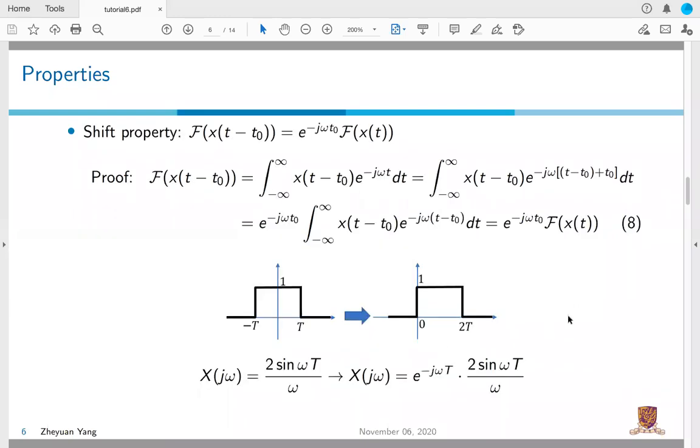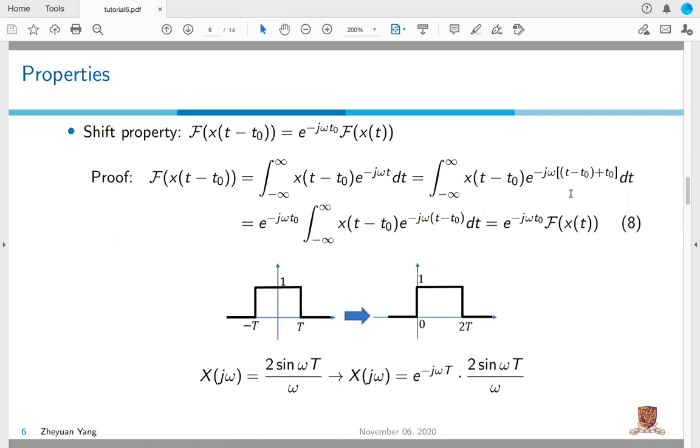The second property is the shift property. It says that the Fourier transform of a shifted version of x(t), x(t minus t0), is equal to e to the power minus j omega t0 times the Fourier transform of x(t). And we have proved this property in our class. So we write down the Fourier transform of x(t minus t0), which is equal to the integral of x(t minus t0) times e to the power minus j omega t.